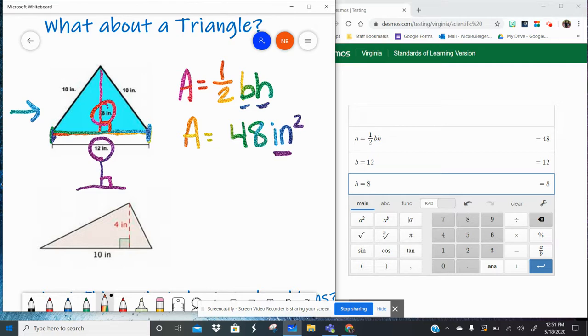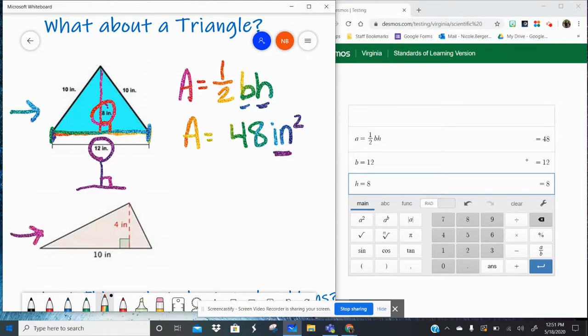You cannot forget the 1/2, right? You can write it as 0.5 in your calculator, or you can literally type in 1/2, and that will give you that 1/2, or you can do 1 divided by 2. Either of those will give you that fraction for 1/2. So 1/2 base times height.